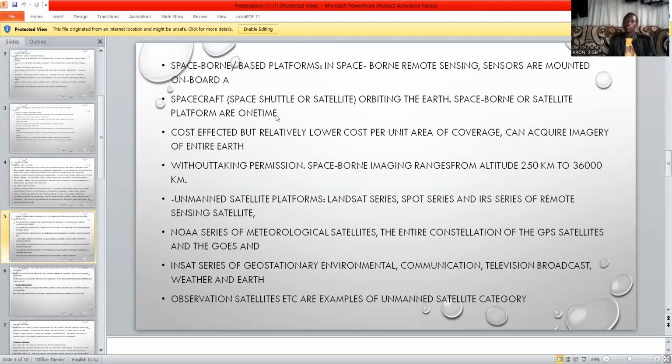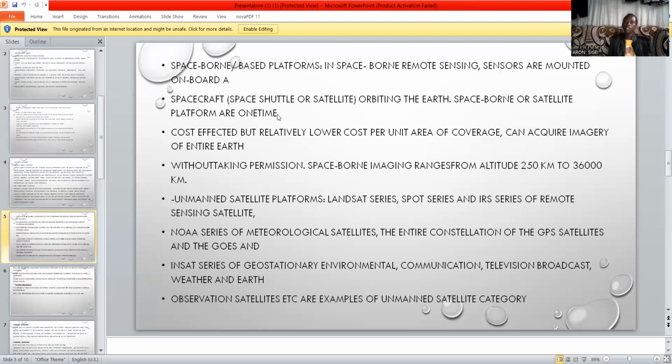Spaceborne platform. This is the third platform used in remote sensing. In spaceborne platforms, remote sensing sensors are mounted on board a spacecraft or satellite orbiting the Earth. Space or satellite platforms are one-time cost affected but relatively low cost per unit area of coverage, and can acquire imagery of the Earth without requiring permission.